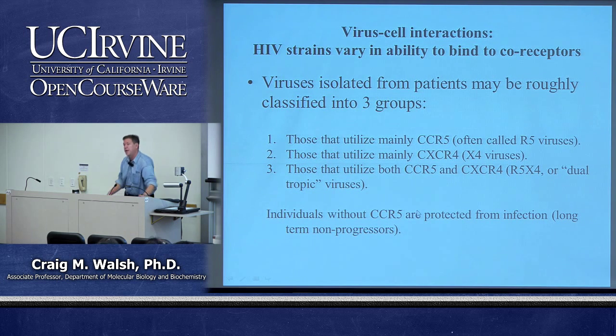I guess one question that I would ask is, if they don't have CCR5, which of course protects them from HIV, what else do you think might happen to these folks?